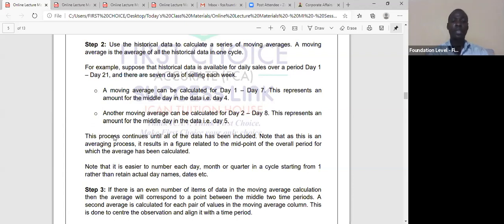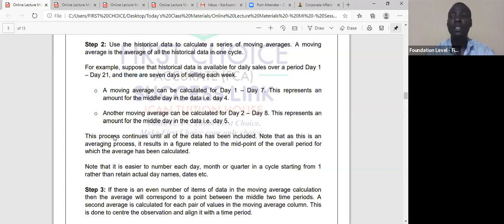Note that it is easier to number each day, month, or quarter in a cycle starting from 1 rather than retaining actual day names and dates, and so on. So maybe you start your record from June 8th. So June 8th becomes day 1. Don't call it day 8. If that is when you started, June 8th becomes day 1 or number 1.